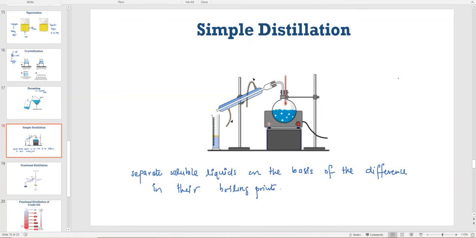For example, if I have two liquids, liquid A and liquid B, let's say the boiling point of liquid A is 50 degrees Celsius. The boiling point of liquid B is 100 degrees Celsius. So what will I do? I'll heat the mixture.